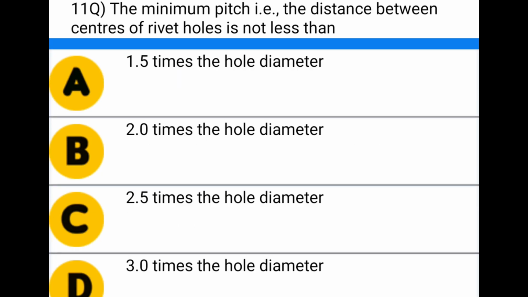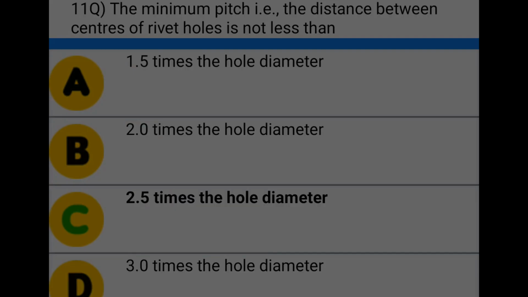The minimum pitch, that is the distance between centers of rivet holes, is not less than: option A 1.5 times the hole diameter, option B 2.0 times the hole diameter, option C 2.5 times the hole diameter, option D 3.0 times the hole diameter. The correct answer is option C 2.5 times the hole diameter.